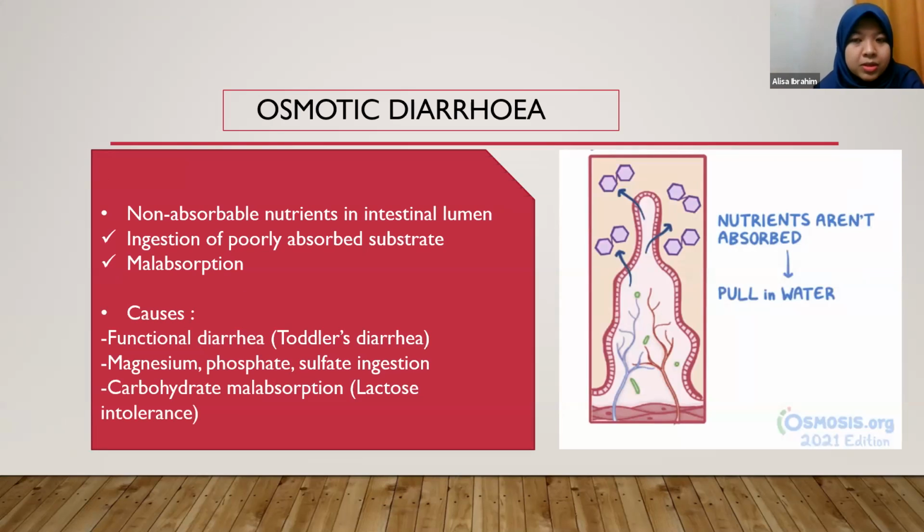For osmotic diarrhea, also known as diet-induced diarrhea, it occurs due to the presence of non-absorbable nutrients in the intestinal lumen, which causes water retention. It differs from secretory diarrhea because in osmotic diarrhea the nutrients are not absorbed and they pull water into the intestinal lumen. It occurs due to ingestion of poorly absorbed substrates or when there is malabsorption. The causes of osmotic diarrhea are functional diarrhea, also known as toddler diarrhea, when the child ingests magnesium, phosphate, and sulfate, or when there is lactose intolerance.